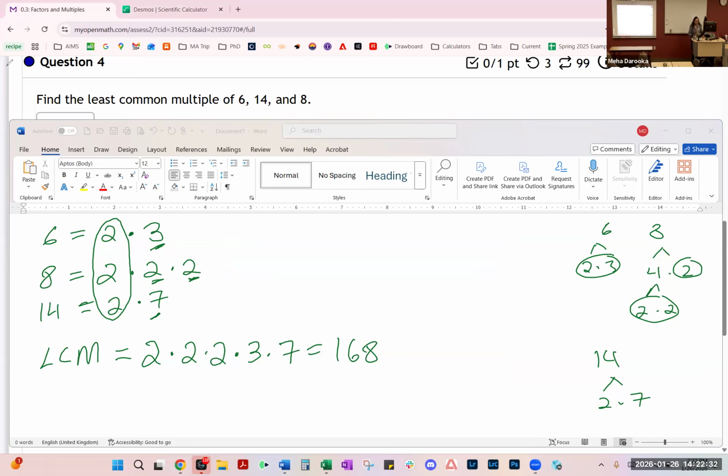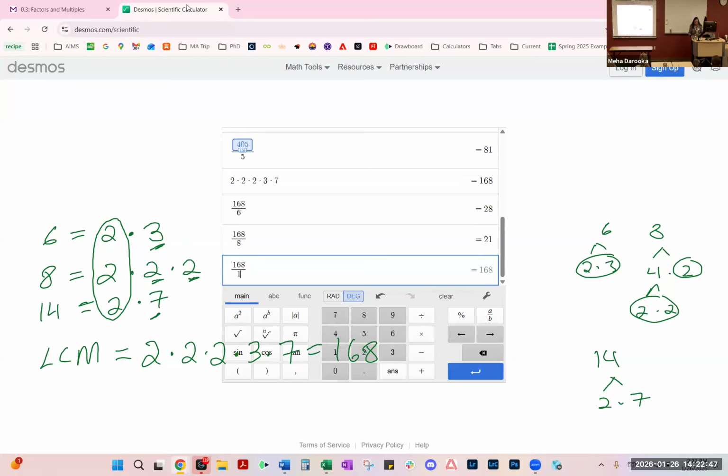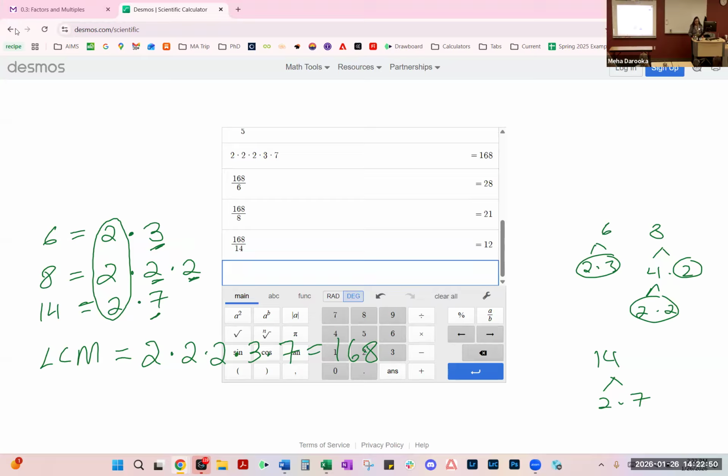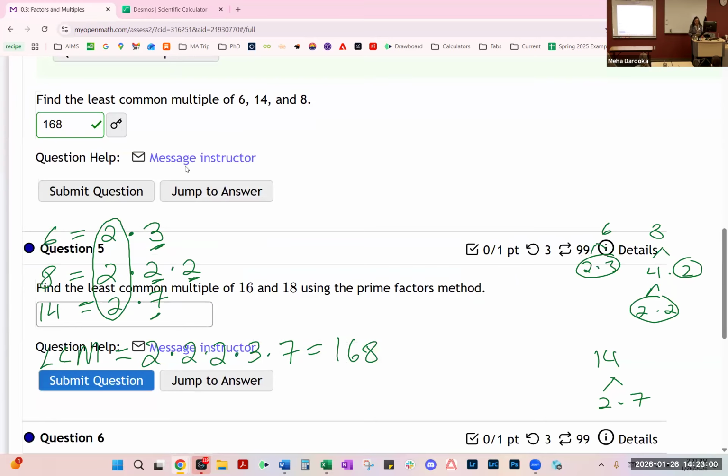And you can check that, because I can take 168 divided by 6, and you can see it evenly divides. I can take 168 divided by 8, and that works out, and 168 divided by 14, and that works out also. So each of those numbers will individually divide into 168. So 168 is going to be your least common multiple. Questions, guys, on how to find these?